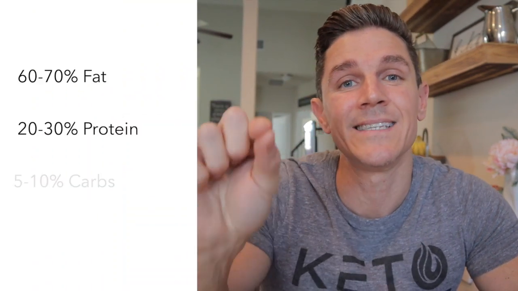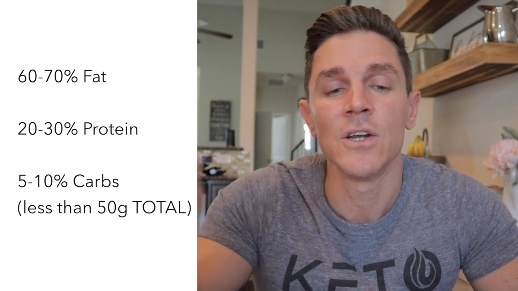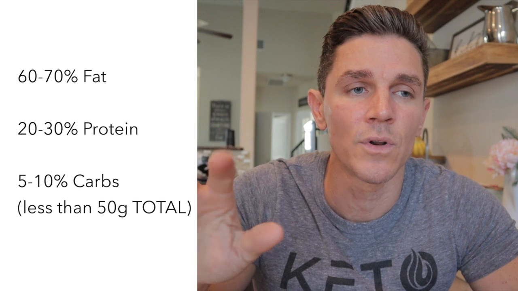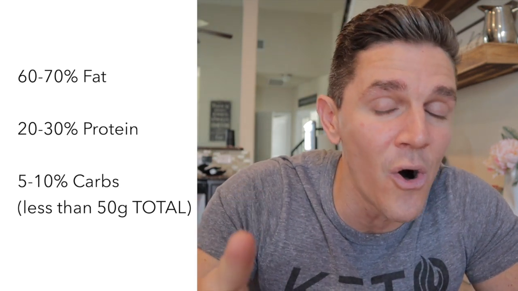I track what are called macro percentages. I do not concern myself with calories. I do not concern myself with exact numbers of grams per day. I follow percentages. So for example, let's say I had 2,000 calories today. The question I want to know is what percent of those calories came from fat, what percent came from protein, and what percent came from carbs. My goal is 60 to 70% fat, 20 to 30% protein, 5 to 10% carbs. The golden rule, always less than 50 grams total carbs.